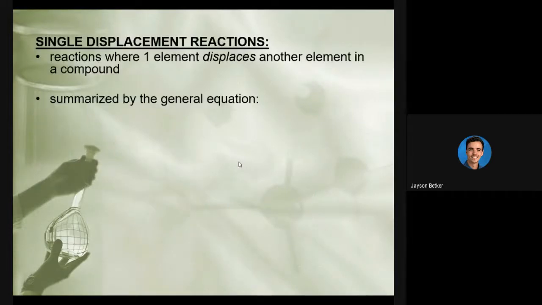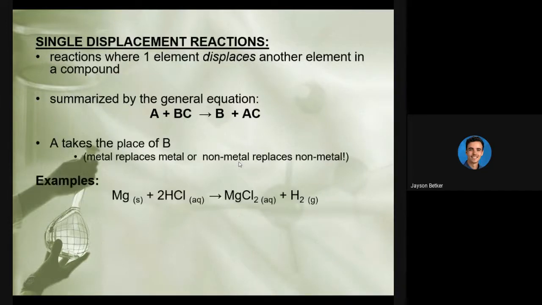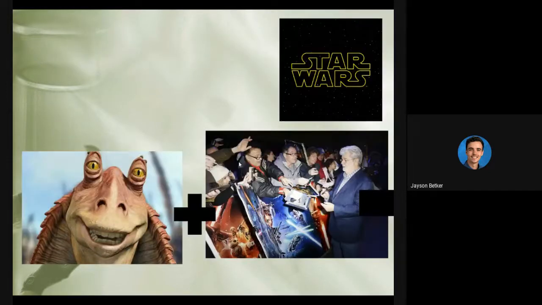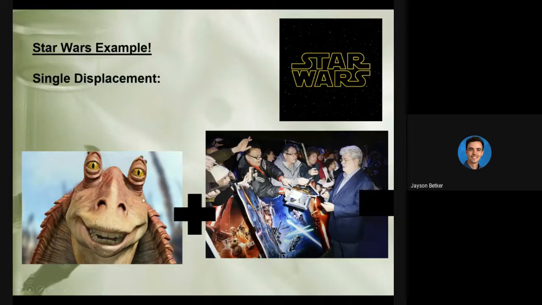Single displacement. This is a reaction where one element displaces another element. So A plus BC becomes B plus AC. So we'll go through that. It means to change the place of something. These get a little bit more obscure in my Star Wars universe here. On the picture on the left, you've got a character called Jar Jar Binks. Picture on the right, you have got George Lucas, the creator of Star Wars, and all of his beloved fans. So think of this as being A, and this is B and C, okay? Or B is the fans, and C is George Lucas.